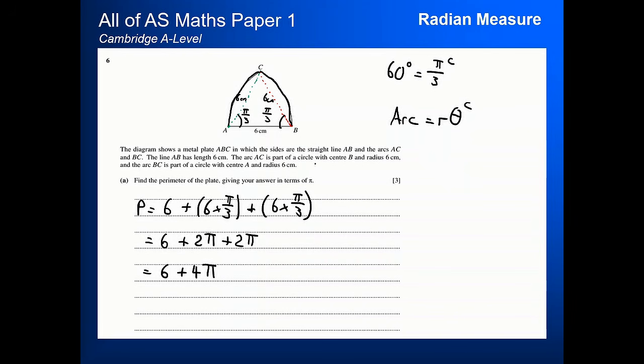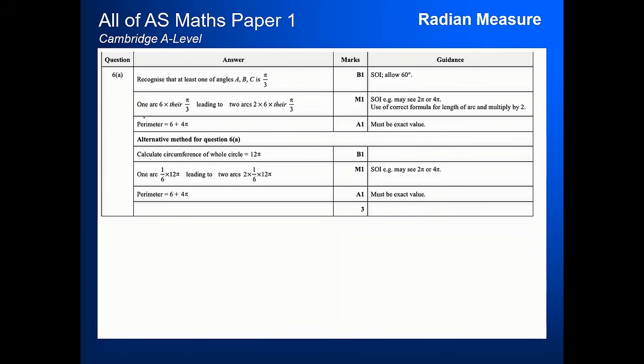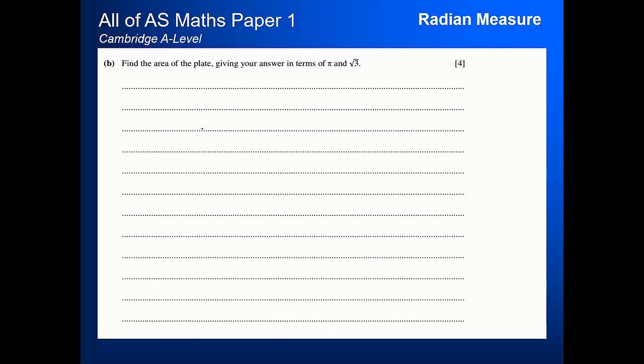Notice we're not reaching for the calculator because it says give your answer in terms of pi, so we want it left exactly like this. Just make sure you can see the answer there like so. And on to part B, which is a bit trickier, for 4 marks: find the area of the plate. Again, not reaching for our calculator, giving your answer in terms of pi and root 3.